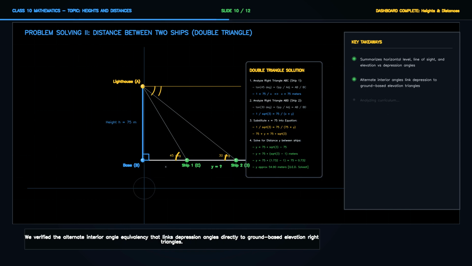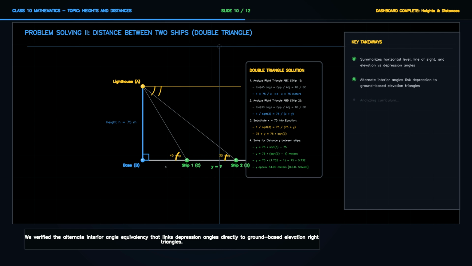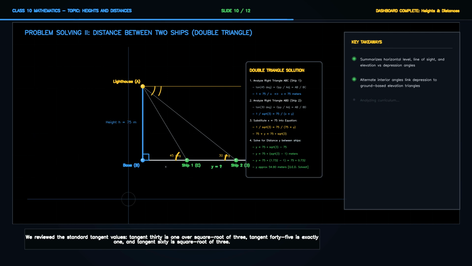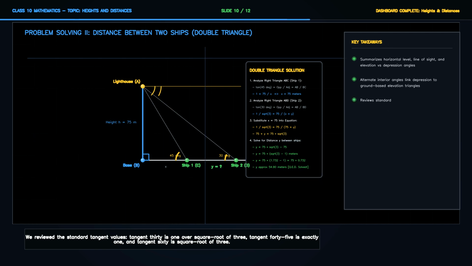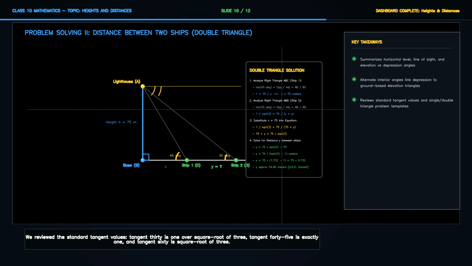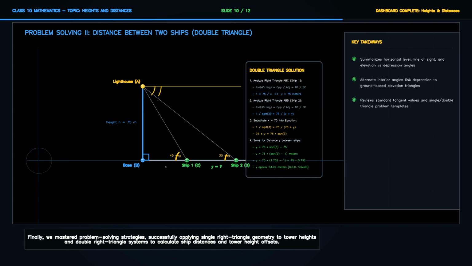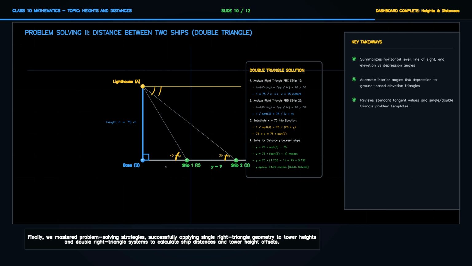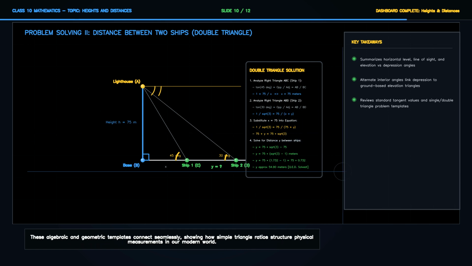We reviewed the standard tangent values. Tangent 30 is 1 over square root of 3, tangent 45 is exactly 1, and tangent 60 is square root of 3. Finally, we mastered problem-solving strategies, successfully applying single right triangle geometry to tower heights and double right triangle systems to calculate ship distances and tower height offsets. These algebraic and geometric templates connect seamlessly, showing how simple triangle ratios structure physical measurements in our modern world.